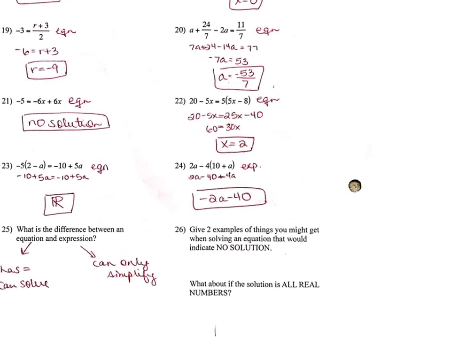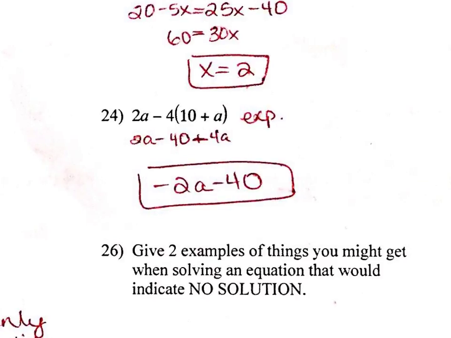All right, on this back page, the only expression that we have right here is actually question 24. So remember, expressions, we're not solving, no opposite operations, we're just trying to simplify what we've got. So I'm going to distribute the -4, that's what I've done there. And then all I did was combine or add the terms that I had that were similar. So 2a and -4a, I can combine those to get -2a minus 40.